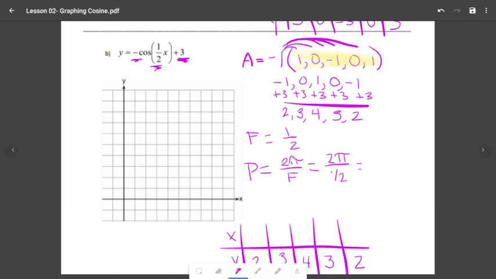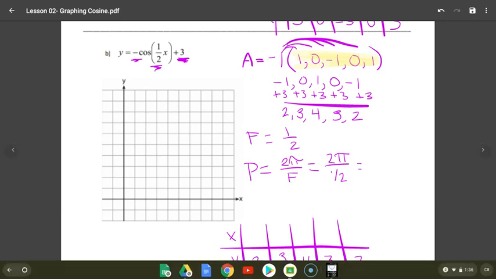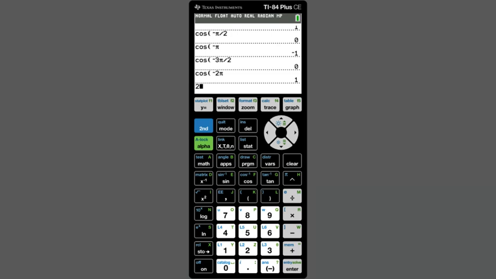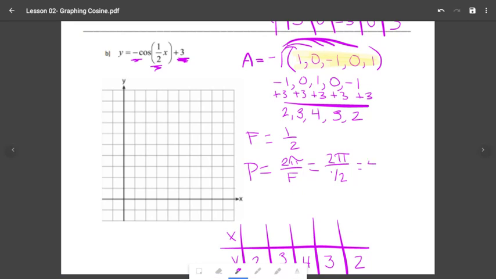If you want to use your calculator, again, remember, no pi goes into the calculator. And you'll do 2 divided by 1/2 and put the 1/2 in parentheses because it's its own fraction. So we should get 4. And then we'll throw the pi into our answer. So 4 pi. And then I, the increment, what we're going to count by on the x-axis, is the period divided by 4. So the period was 4 pi divided by 4 gets us pi, or 1 pi.